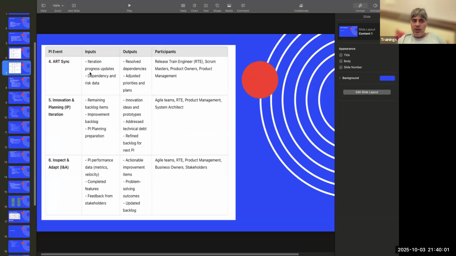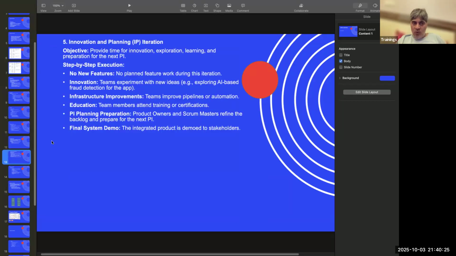And you have this PPT. ART Sync, what happens. Innovation and planning, these are the things. Who attends? These are the people who attend. Inspect and adapt, PI performance data is discussed, completed features are discussed, feedback is discussed, retrospectives are done. Who attends it? All these people attend it. It's all there.